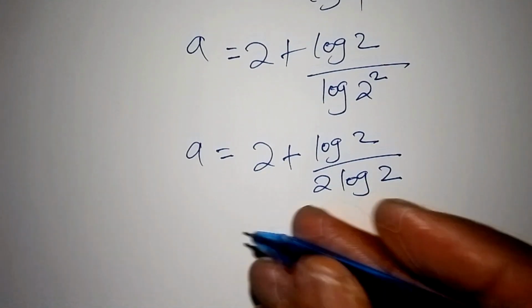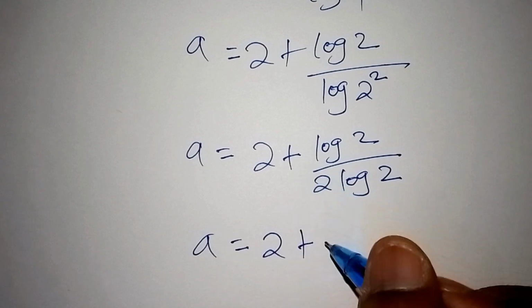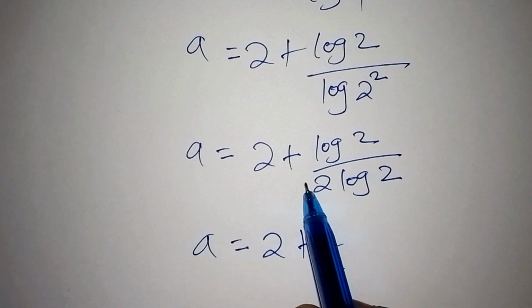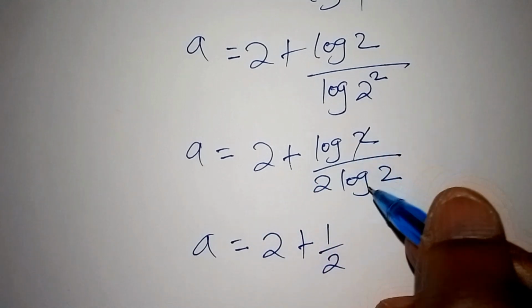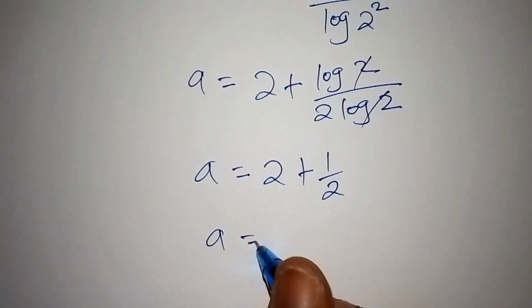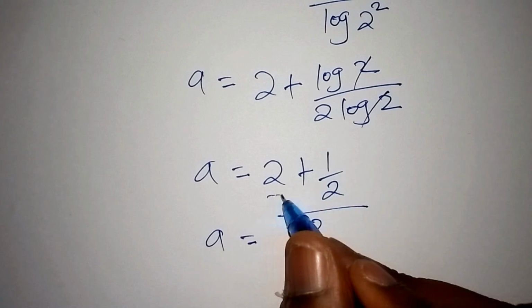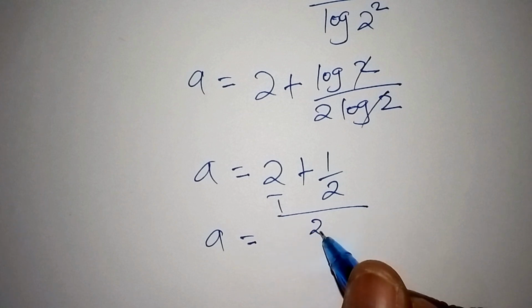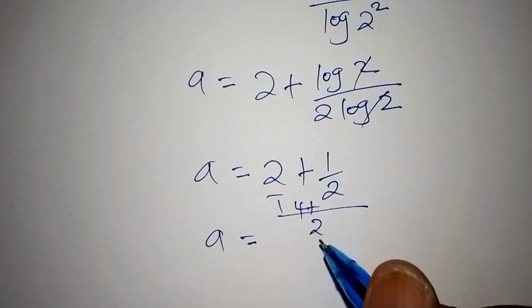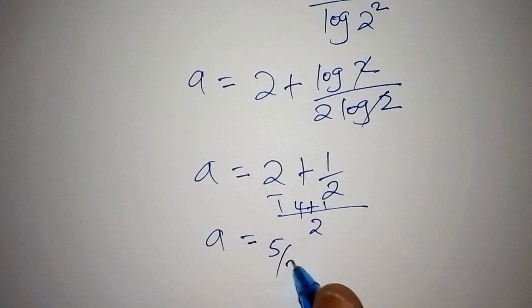So now finally our value for a is 2 plus, this one shall be a half. So now we shall have 2 plus a half. The log of 2 and the log of 2 shall cancel. That is to mean that the value for a is equal to 2 plus a half. The LCM is 2. So 2 into 2, 2 goes into 2, 1 time, and 2 times 2 is 4. Then plus 2 into 2, 1, and 1 times 1 is 1. So now we shall have 4 plus 1, which is 5 over 2.